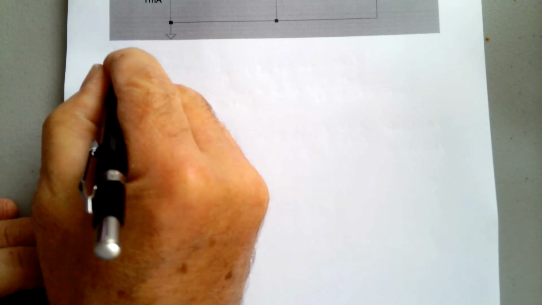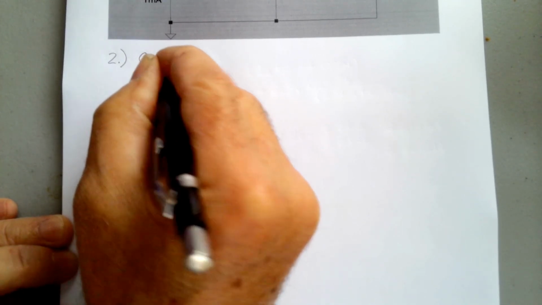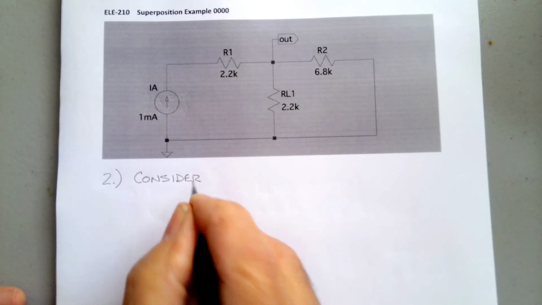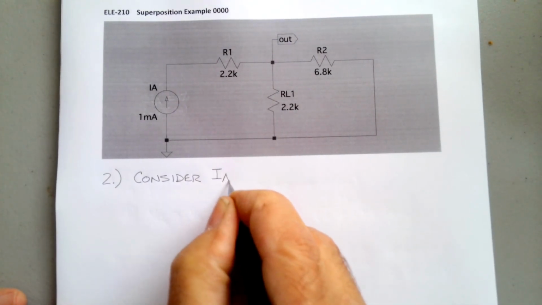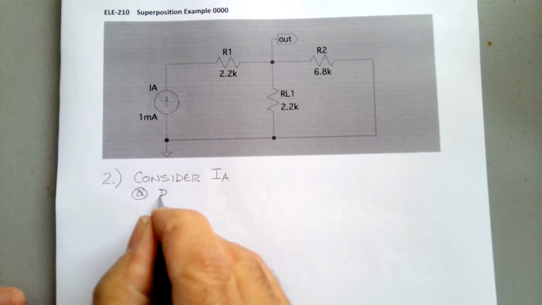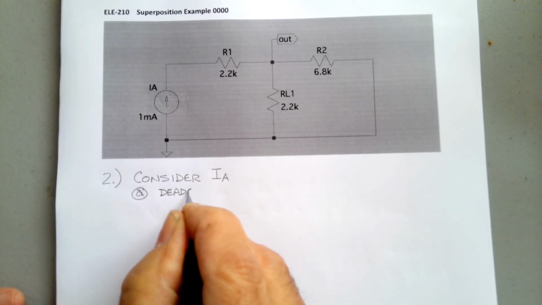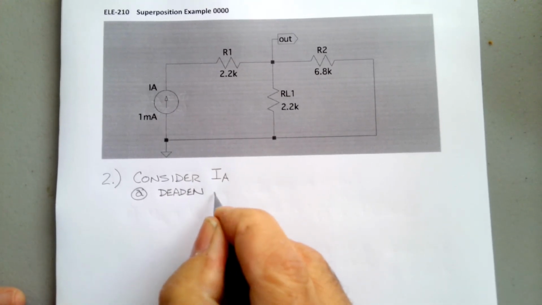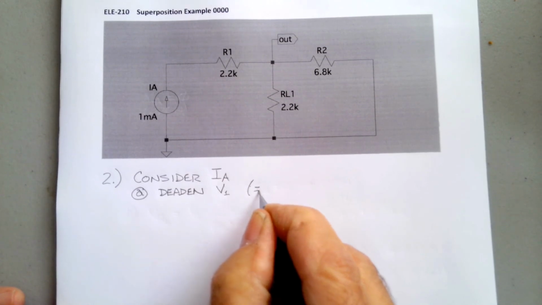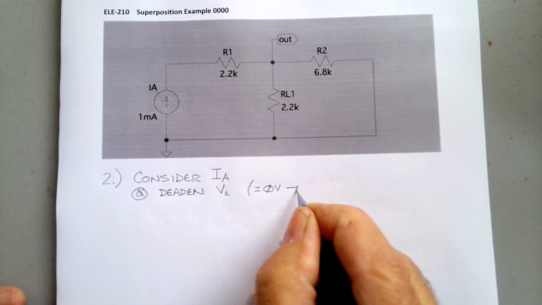Let's go to our next step. This is step 2. Consider IA. All right, so step A, we have to deaden V1, and that means we make it equal to 0 volts, and that implies a short.